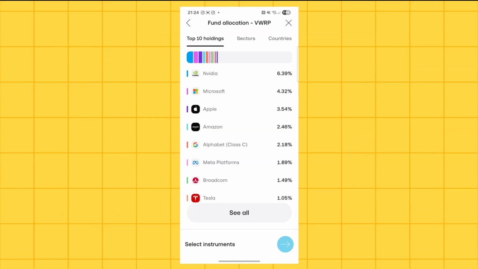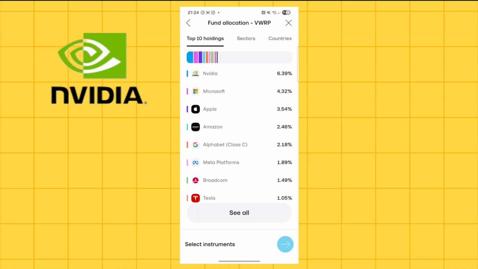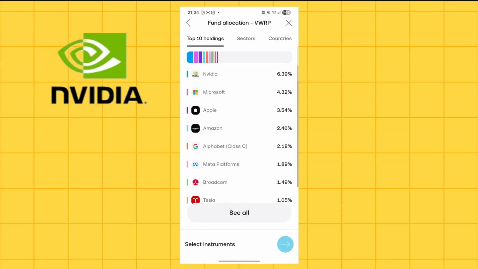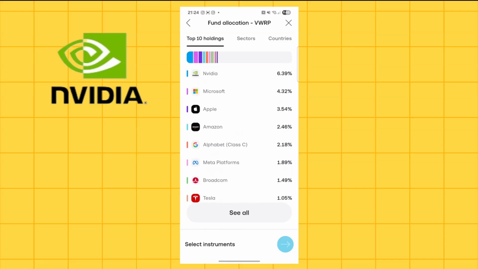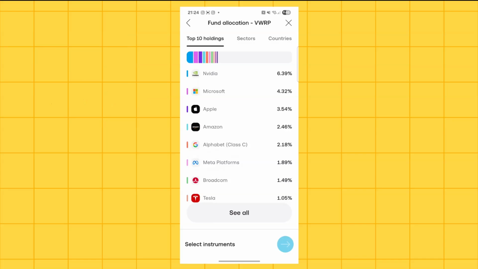At the top is Nvidia. Now, some people might not have heard of Nvidia. They make microchips, especially the ones that are used in AI, and are the first company in history to have a market cap or worth of $4 trillion, which is why they are at the top. The ETF's holdings are weighted according to the relative market worth of each company. The bigger the company, the higher the percentage of the ETF they hold.